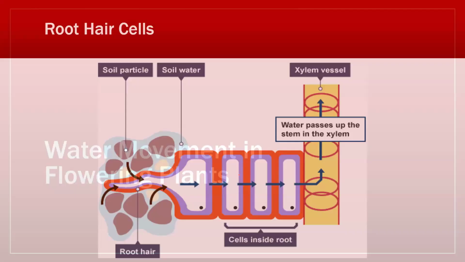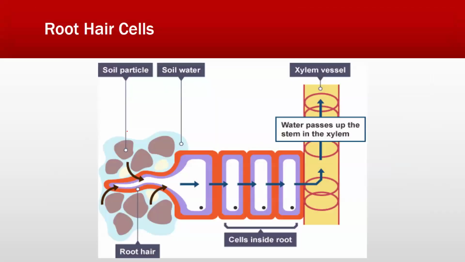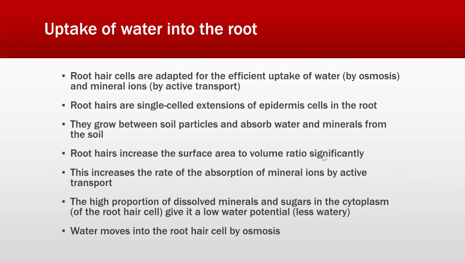So how does the water move through the plants? It is absorbed from the soil into the root hair cells. From the root hair cells, it is sent to the cortex cells, and from the cortex cells, it is loaded into the xylem. So the xylem can send it up the stems and leaves for photosynthesis.